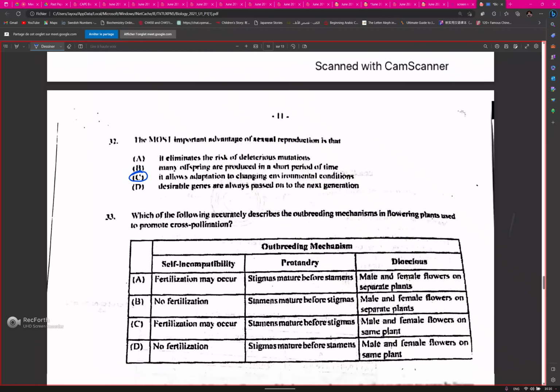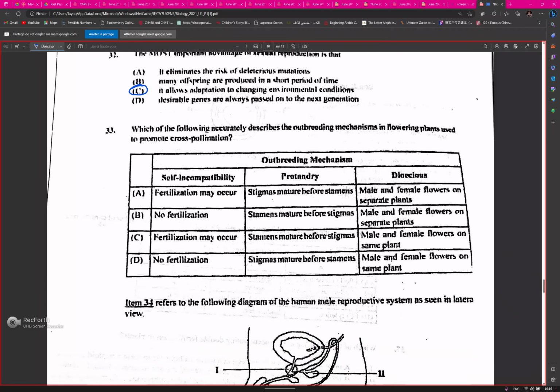So I said C. Okay. All right. So my bad. I couldn't see that it actually said sexual. So if it was asexual, then it would be D. It would most likely be D.